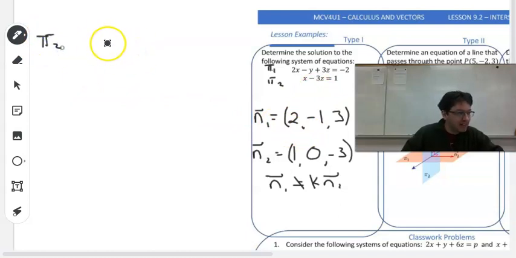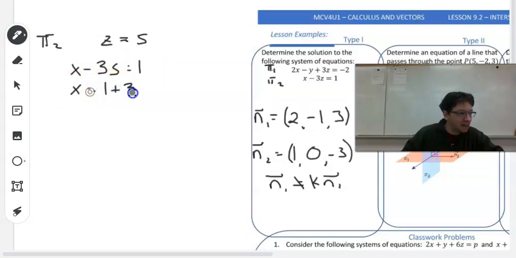But I'm going to say z is going to equal s, some value s. Now when I do that, the equation for pi 2 becomes x minus 3s equals 1. And we can rearrange to solve for x. So x is going to equal 1 plus 3s. All right, now I can go and look at pi 1. Sorry, pi 1. I just looked at pi 2.